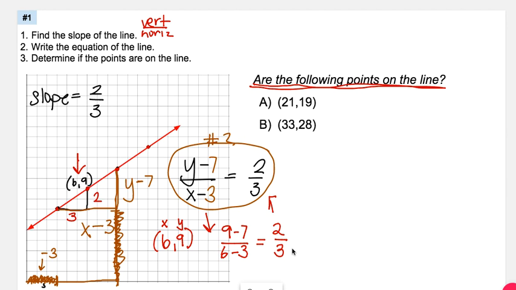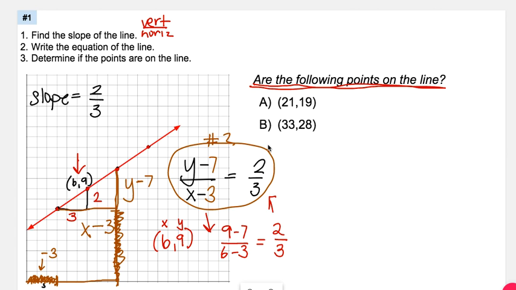That equals 2/3, which means my equation is correct. My equation is going to work. So this is a really good way for you to check your equation. You should know if your equation is right every single time, because you can check it with a point that you know for sure is on your line.